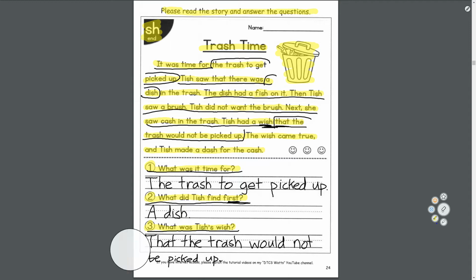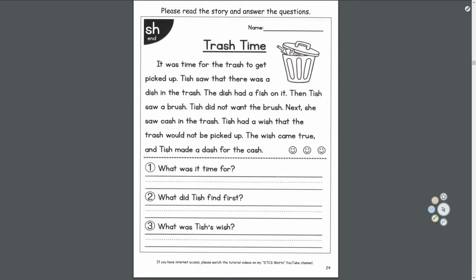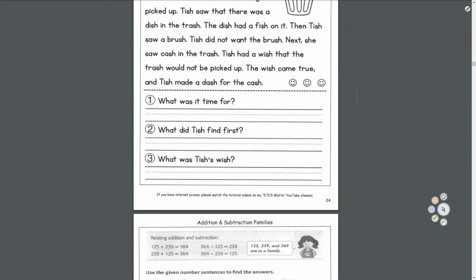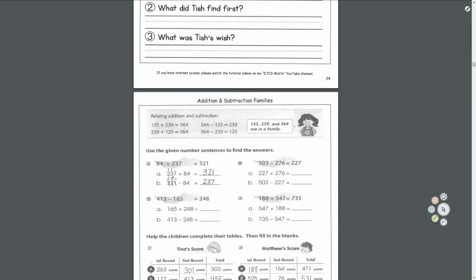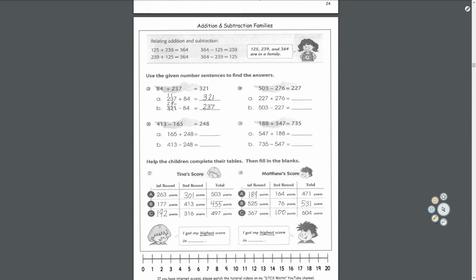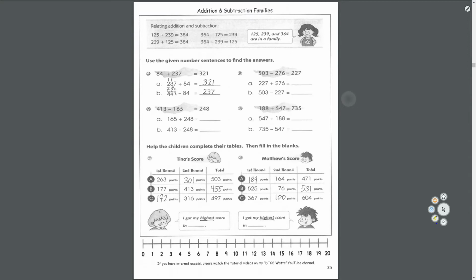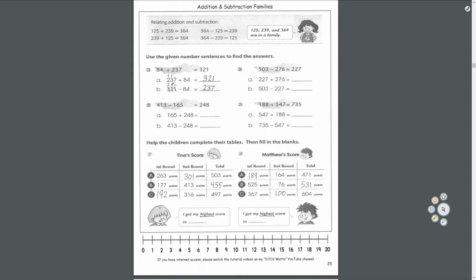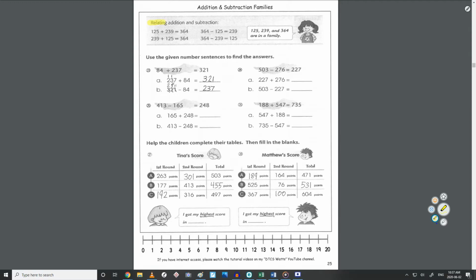Okay, good. Let's go on to math time. We'll talk about addition and subtraction, please. Remember I told you addition and subtraction, it's like they're brother and sister. They're related, and we're going to find out how we can use that to help us with our math. So, looking up here, relating addition and subtraction.